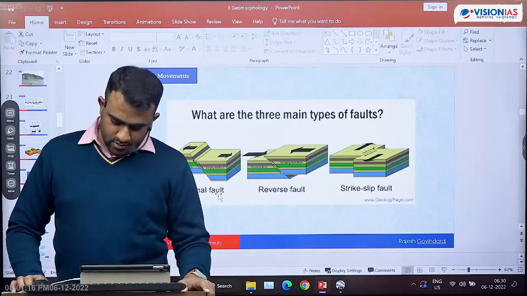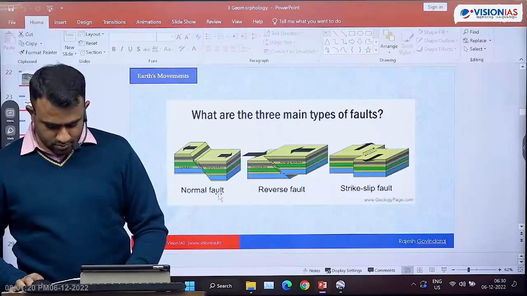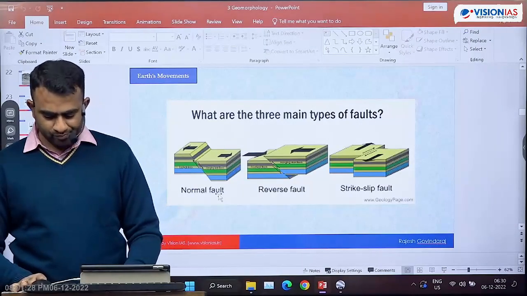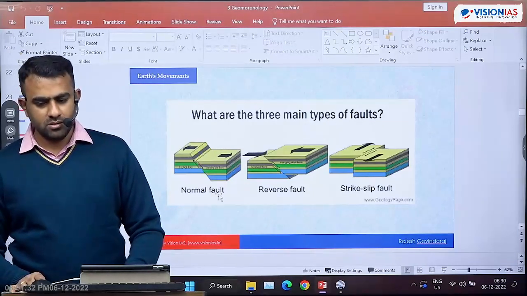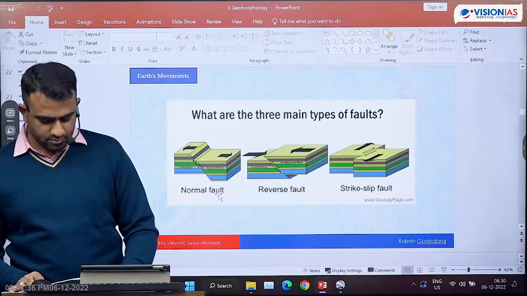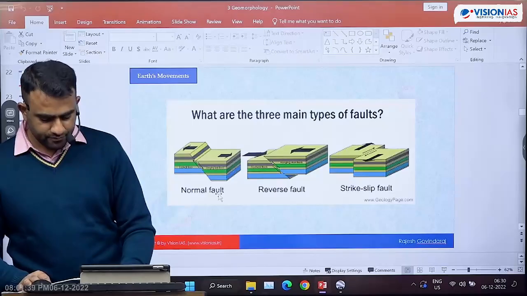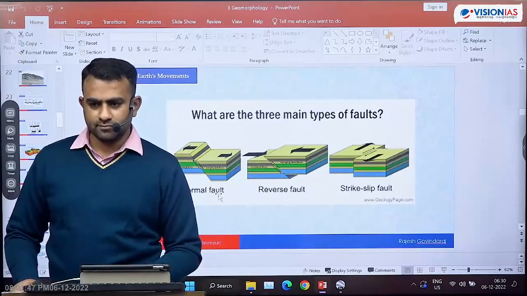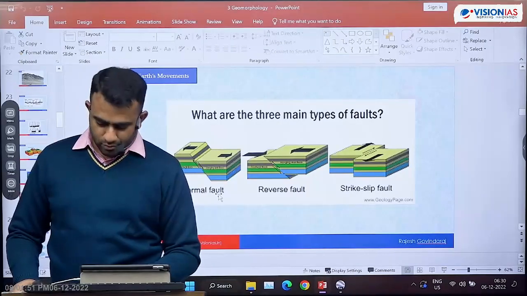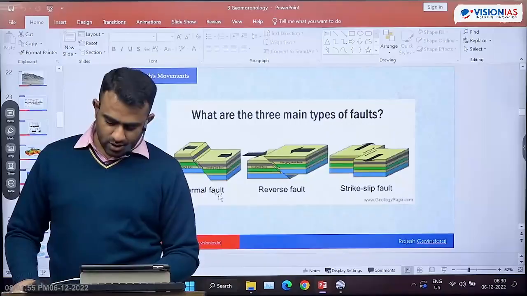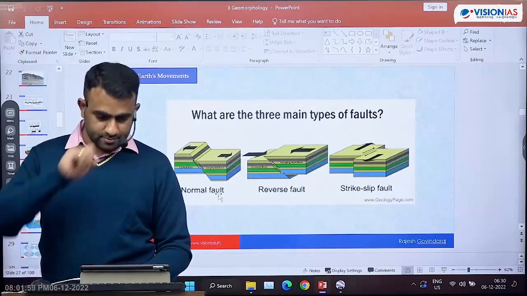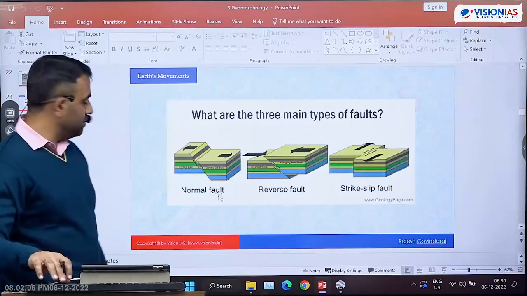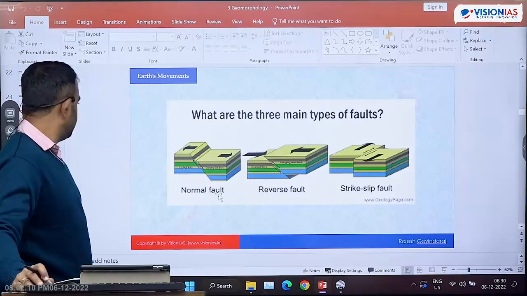Third, when both the blocks move across each other, involving no vertical movement, it is called a strike slip or transform fault.